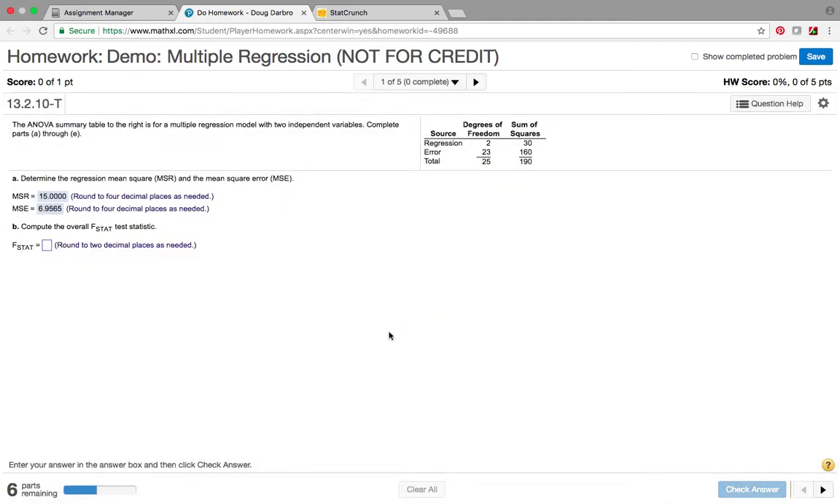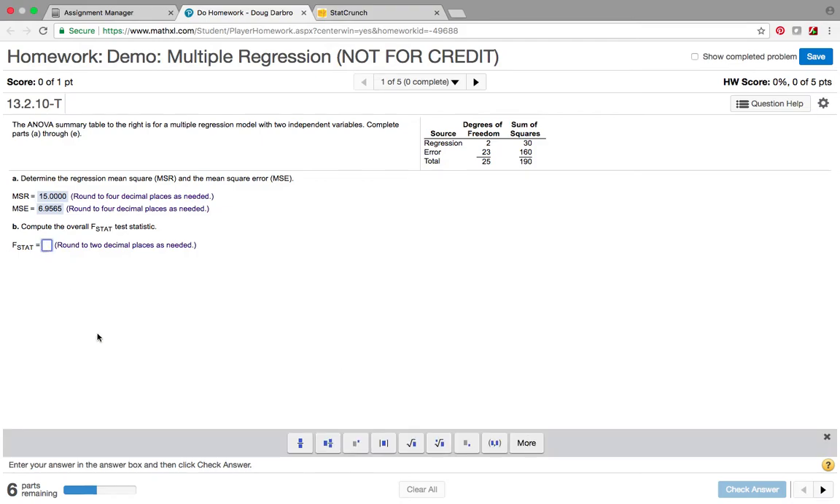Now, the next thing it's going to ask for is the F statistic, and remember the F statistic is the mean square for the regression divided by the mean square for the error. So if we take 15 and divide it by that answer, we get 2.16, rounded to 2 places.